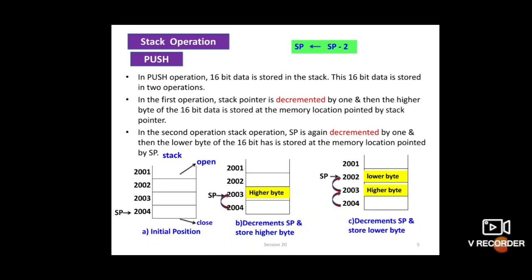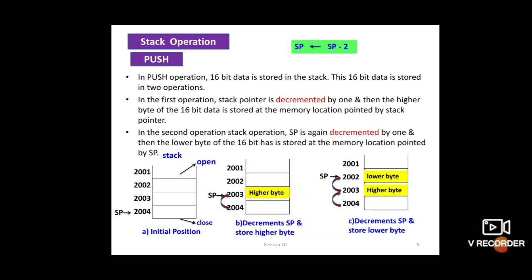Then whatever data is stored in the B register, first store the B register data, then store the C register, like this. Suppose the address is 6070, then 60 is the higher byte, so first store 60, then store 70, because 70 is the lower byte. Any type of data you can store in the stack pointer, but data is stored in a memory location, and only 8-bit data is stored in a memory location.